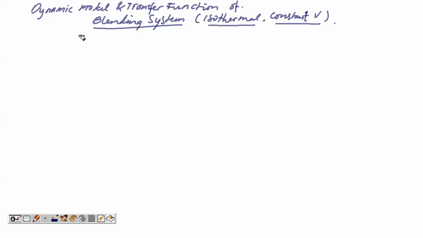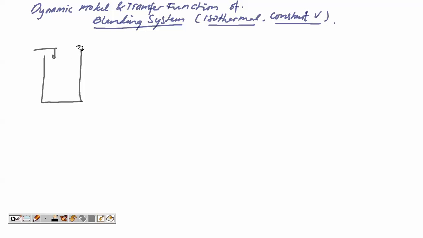Okay, now let me study the dynamic model and transfer function of a blending system for the case of isothermal and constant volume. So for the isothermal and constant volume case, we can draw the system like this.